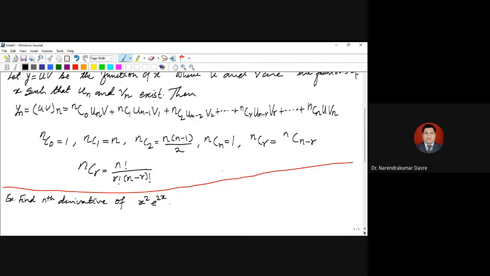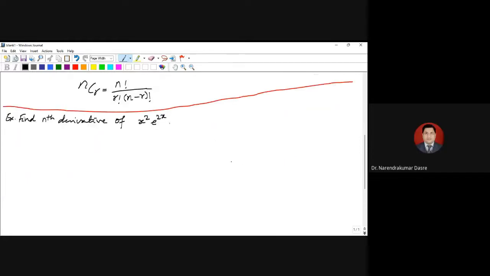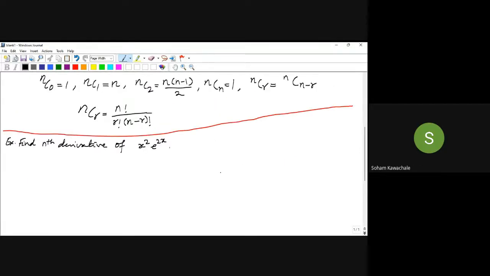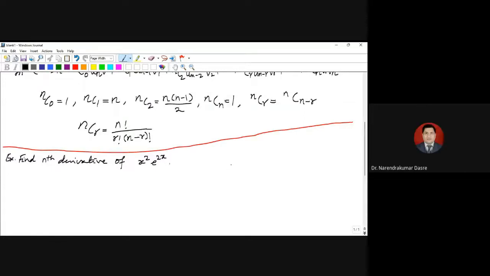Sir, I had a doubt. What did you mean by vanishing derivative? Vanishing derivative means its derivative becomes zero. It means we don't have to calculate the last terms then.